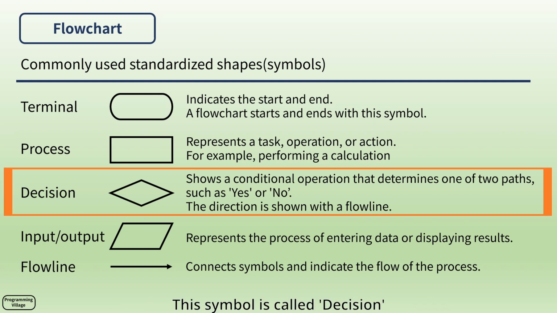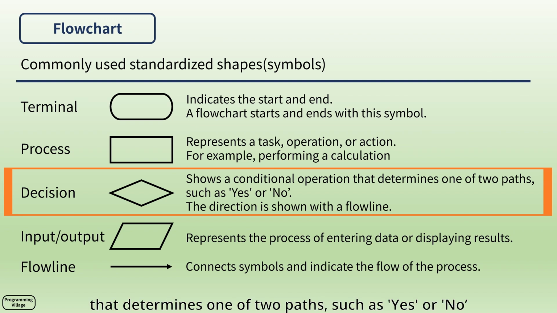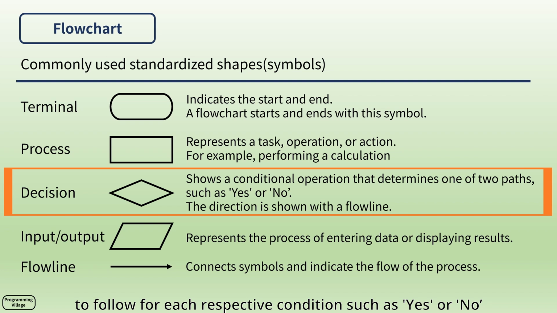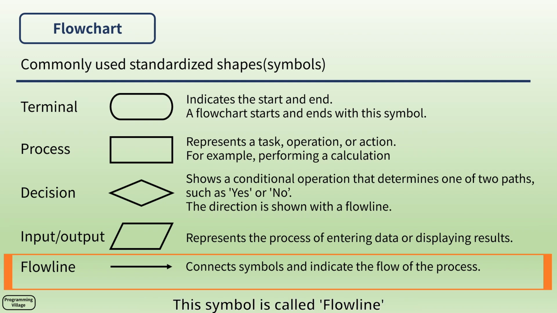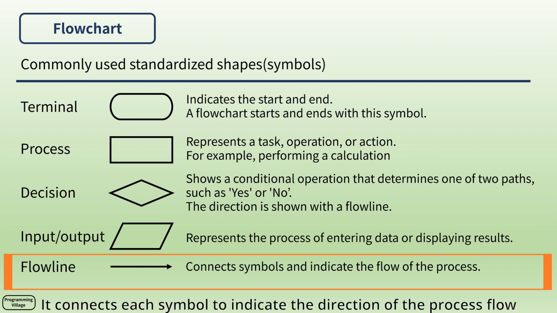This symbol is called decision. It shows a conditional operation that determines one of two paths, such as yes or no. The flow line exiting the symbol indicates the different paths to follow for each respective condition, such as yes or no. This symbol is called input/output. It represents a process for either entering data into the system or displaying the results. This symbol is called flow line. It connects each symbol to indicate the direction of the process flow.